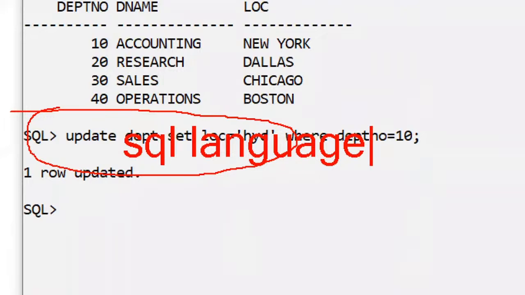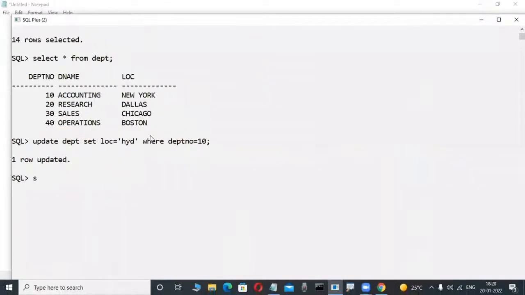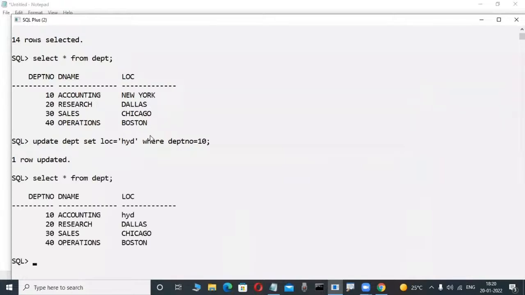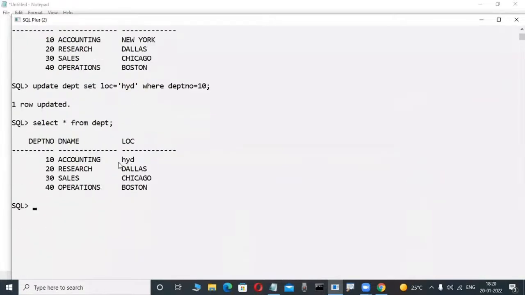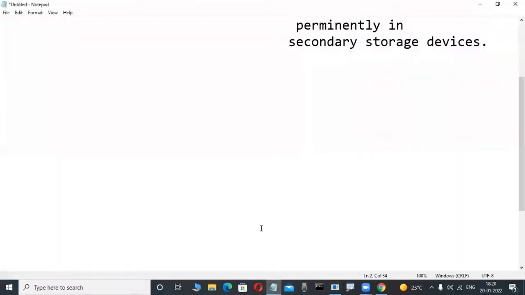Now observe it here. Once we write this type of coding, this is called the SQL language, it is automatically reflected in your database. In the previous case New York is there, but in this case Hyderabad is the location. Always observe it here.